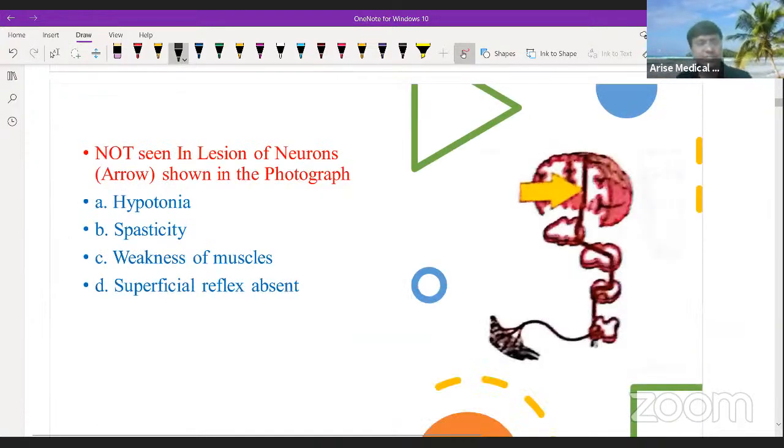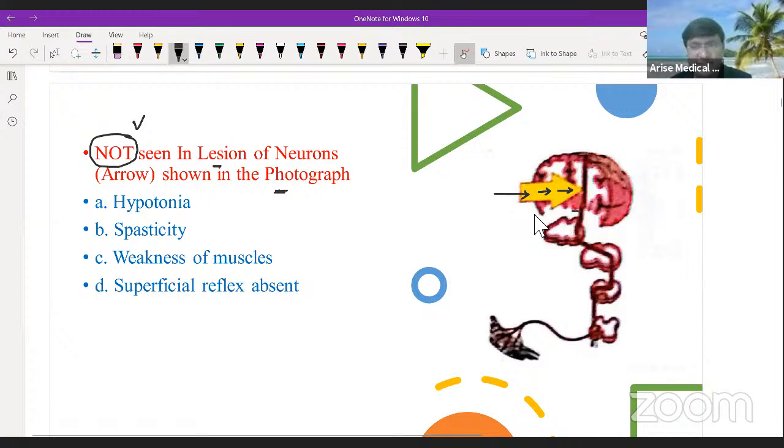This is another very interesting question, and let me see how many of you can answer this. See, this is the arrow pointing towards a tract. The question is: not seen in lesion of the neuron shown in the photograph. Hypotonia, spasticity, weakness of the muscle, superficial reflex is absent. Can anyone tell me what structure the lesion suggests?